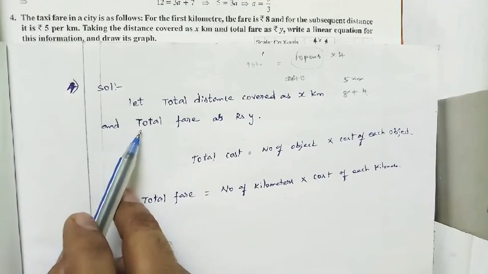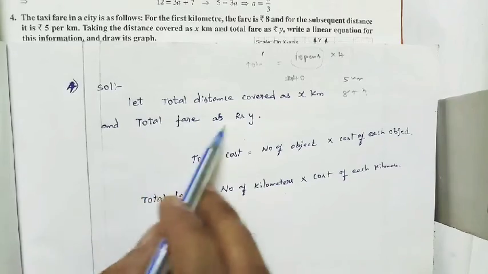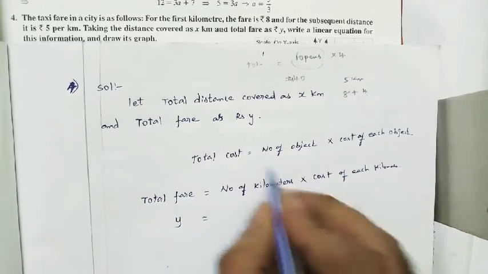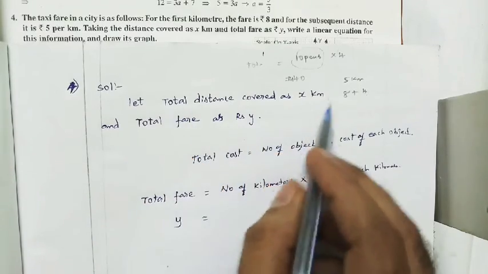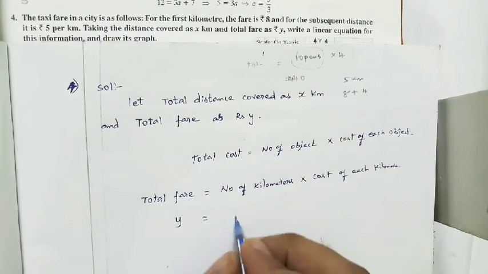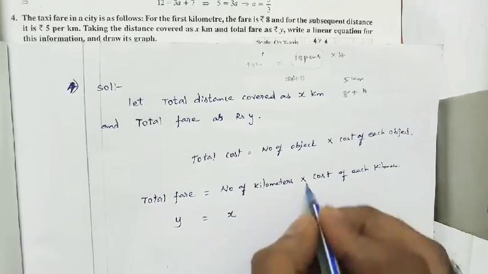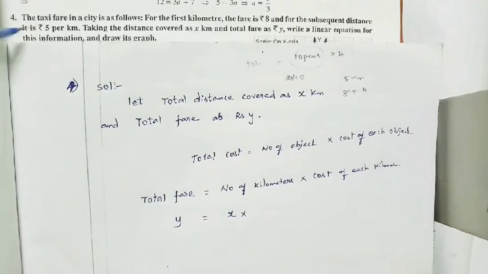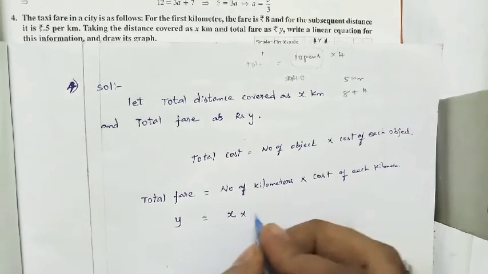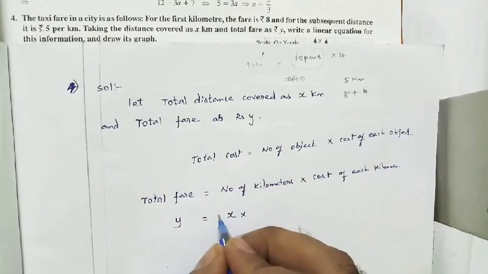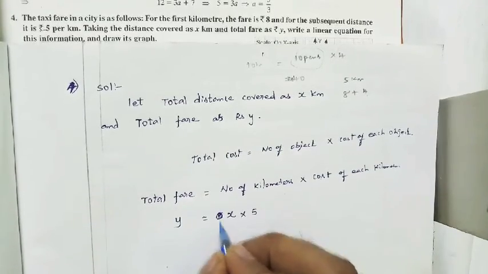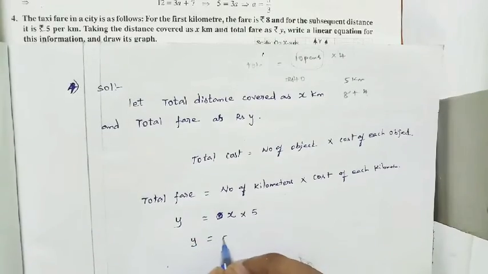We have assumed the total fare as rupees y. So y is equal to number of kilometers, that is total distance covered, which is x kilometer, into cost of each kilometer, rupees 5. So x into 5, 5x. So y is equal to 5x.